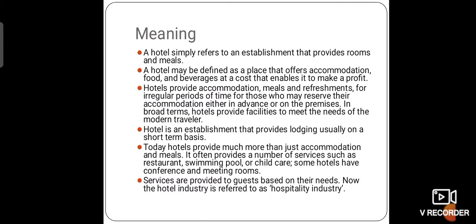Today hotels provide more than just accommodation and meals. They often provide a number of services like restaurant, swimming pool, child care, and even conference rooms, meeting rooms, game areas, like that. So this is what is meant by a hotel. Now this hotel industry is actually referred to as the hospitality industry. Okay, so that's simply the meaning of a hotel.